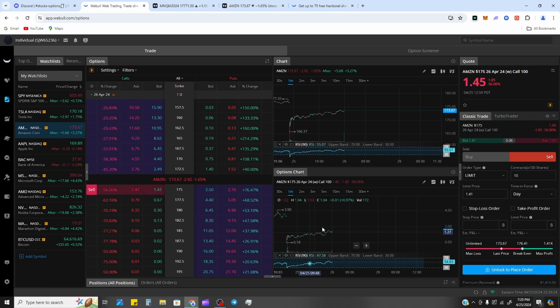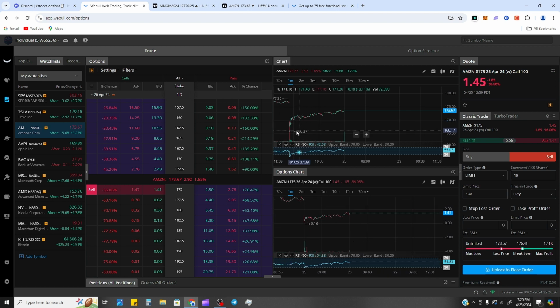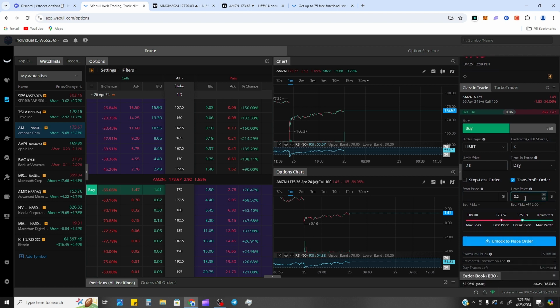If you look at this 175 call, at the bottom of the day, when it hit 166, when it hit our level, it was at 18 cents. It went all the way to $1.45. Let's just pretend we got this one at 18 cents. So 6 contracts is about $108. We're trying to stick with about $100 paid for our contracts, so we can determine what we can get on each contract, right? That's what we're doing here.